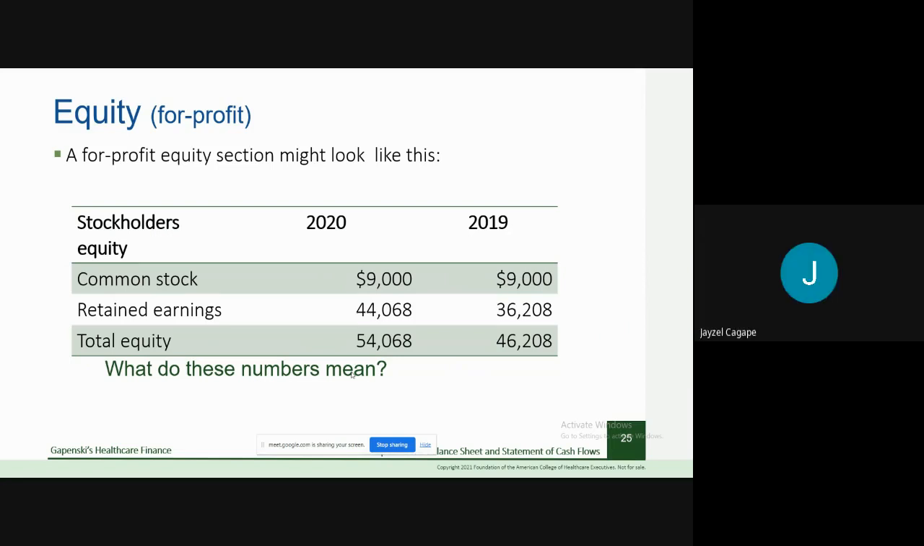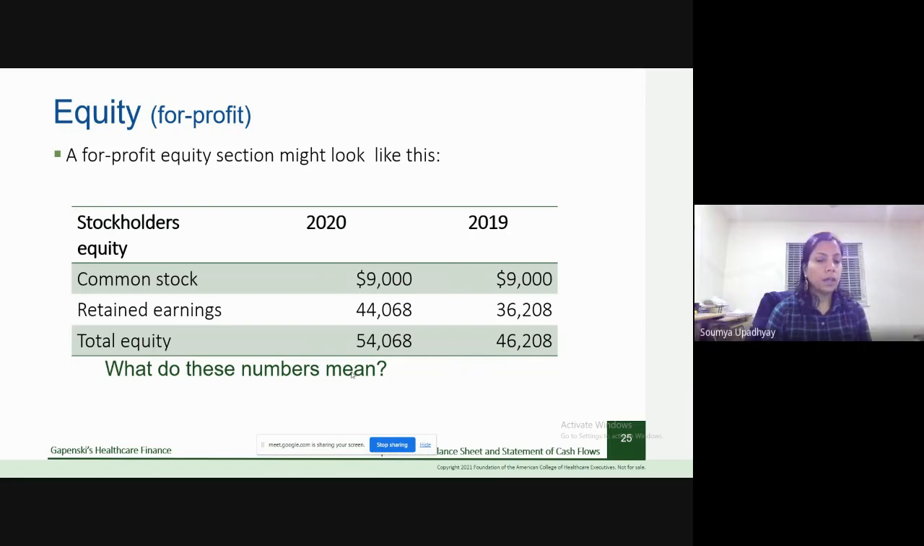It's the tax that they paid and the stockholder. Whatever money you have generated is not what you have paid. This is the money that you have sold worth of stock. So many people bought a total of $9,000 worth of stock for this hospital, and that is the equity that is coming from common stock. That is why it's called stockholders' equity.